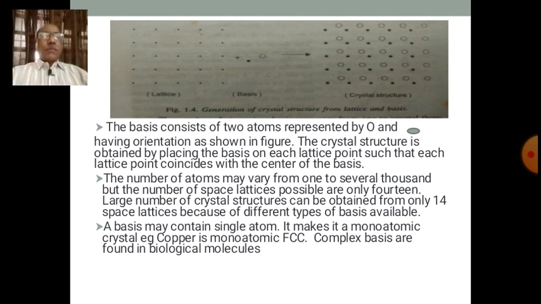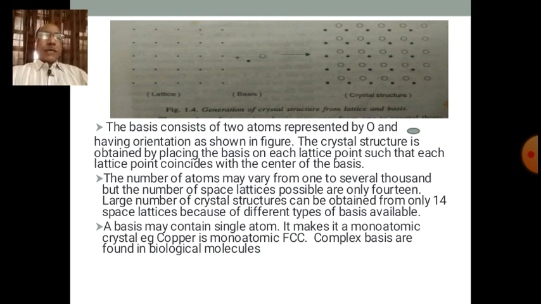So a large number of crystal structures can be obtained from only 14 space lattices because of the different types of bases available, isn't it? There are thousands of bases, but only 14 space lattices, and by combining these 14 lattices and thousands of bases, you can generate a large number of crystal structures.